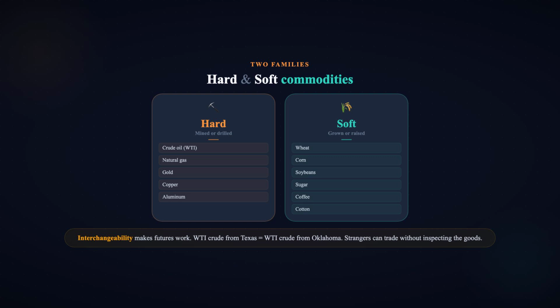What makes something a commodity in the financial sense is interchangeability. A barrel of West Texas Intermediate crude from Texas is treated as identical to a barrel from Oklahoma. A bushel of Grade 2 hard red winter wheat from Kansas is the same as one from Nebraska. This interchangeability is what makes commodity markets work. It allows strangers who have never met to agree on a price, deliver a product, and trust that what arrives matches what was promised.